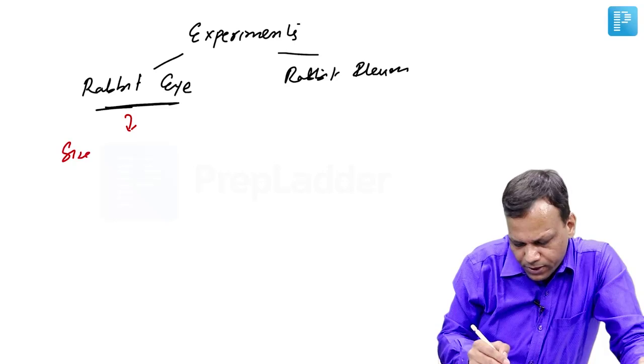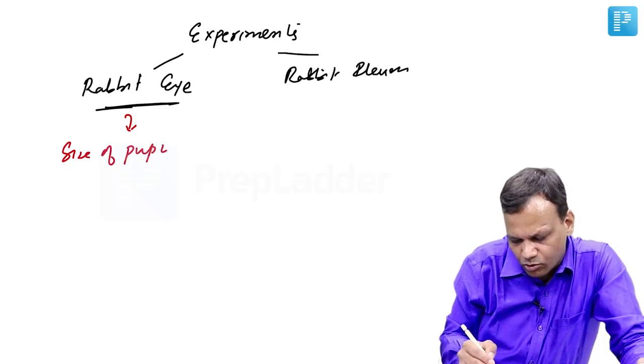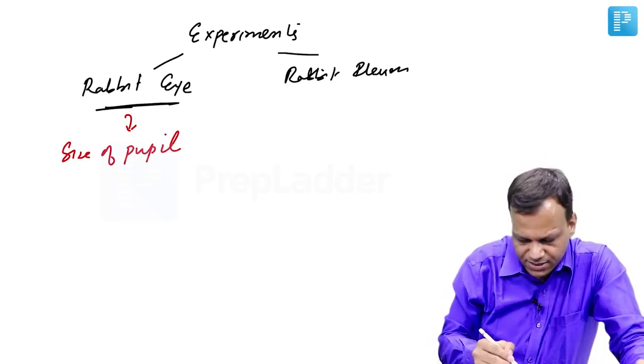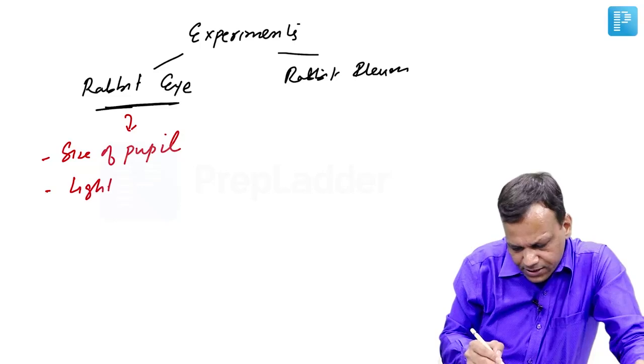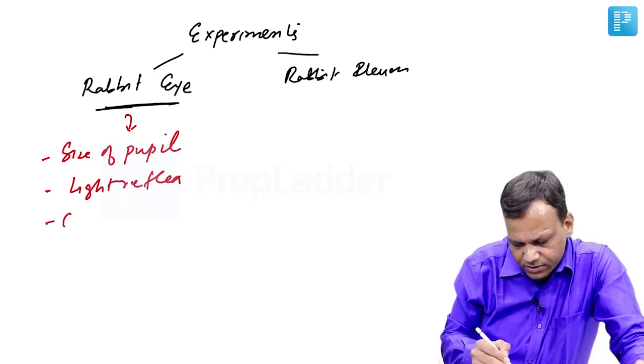One, size of the pupil. You need to see size of the pupil, whether there is meiosis or mydriasis. Second, what happened to light reflex. And third, what happened to corneal reflex.